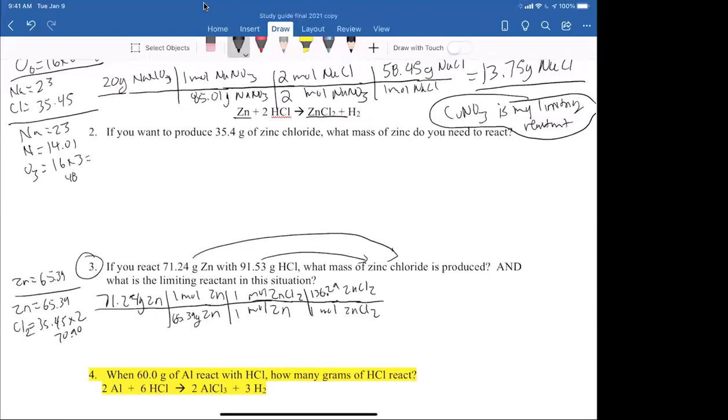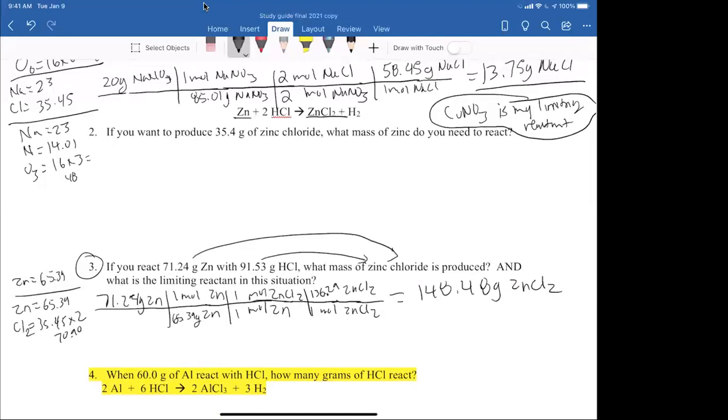All right. And so let's do that math. So it's 71.24 divided by 65.39 times 1 divided by 1 times 136.29 divided by 1, you get 148.48 grams of zinc chloride.